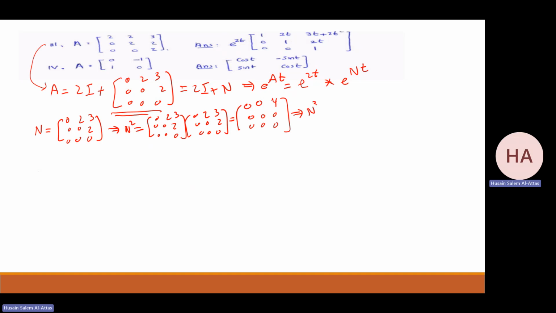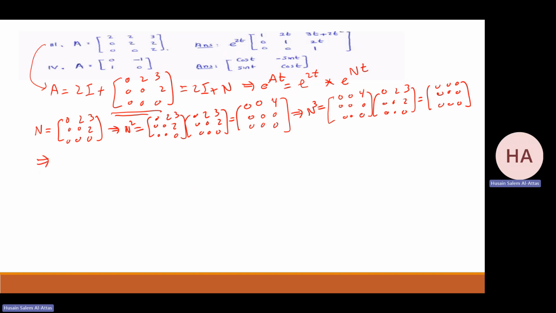What will be N cubed? N cubed will be N squared, which is 0, 0, 4, 0, 0, 0, 0, 0, 0, times N, 0, 2, 3, 0, 0, 2, 0, 0, 0. What are we getting? 0, 0, 0, 0, 0, 0. You can check it. Yeah.